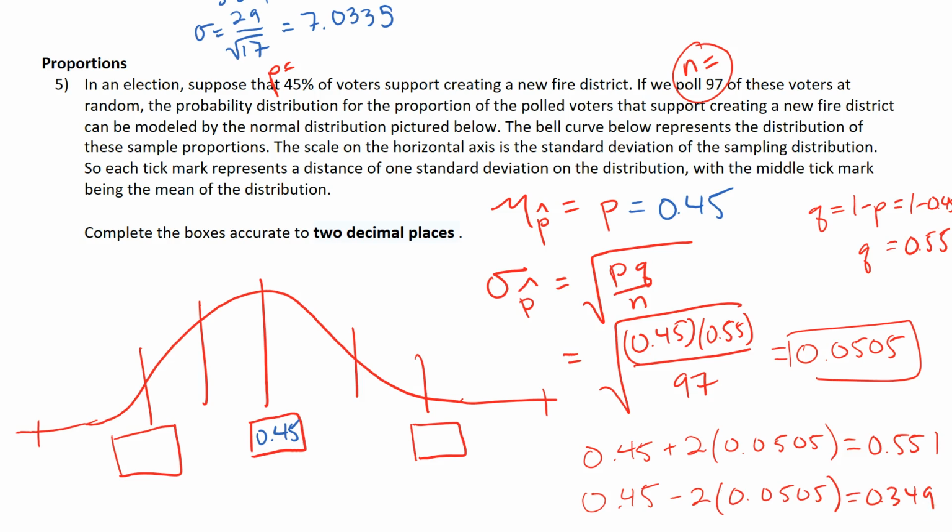And so there we go. This is 0.551 and 0.349, but if we were rounding to 2 decimal places, this would be 0.55, and this one would be 0.35.